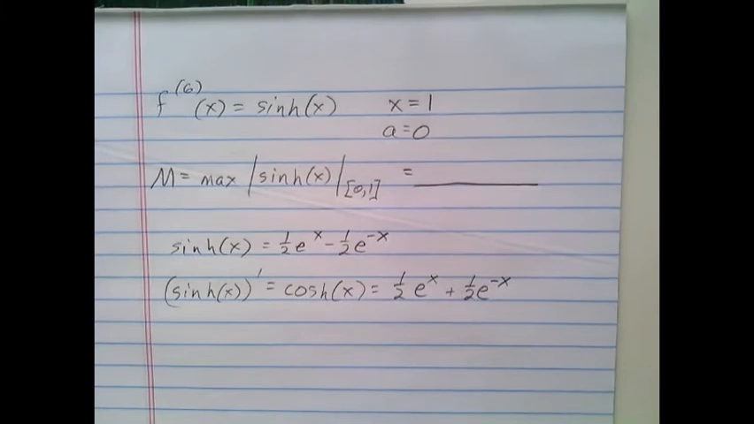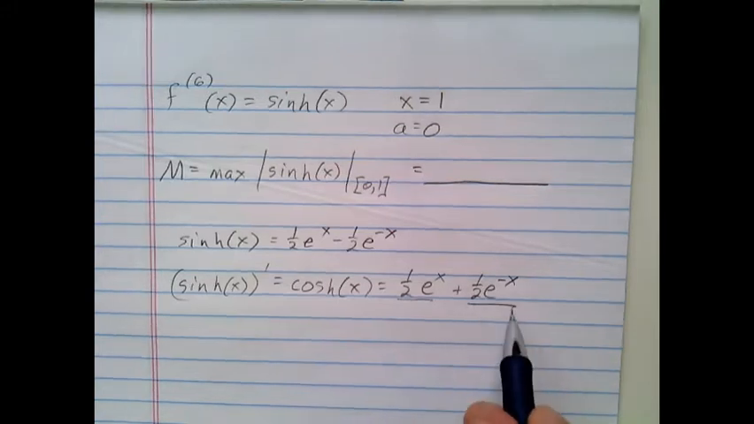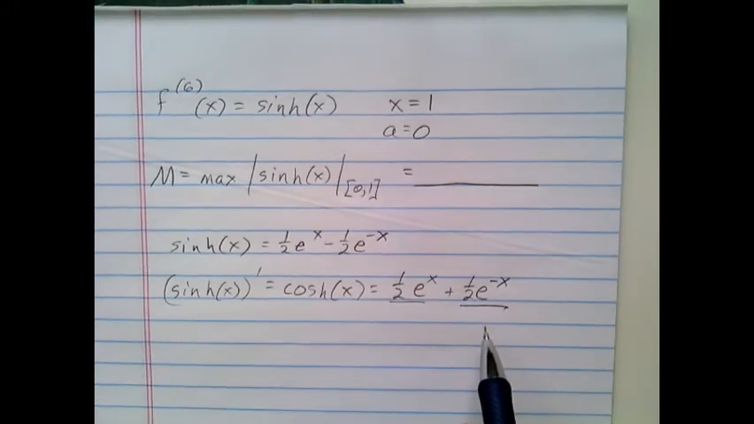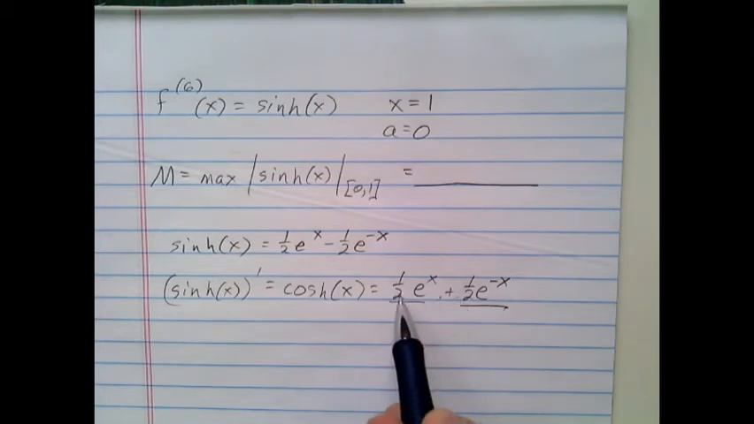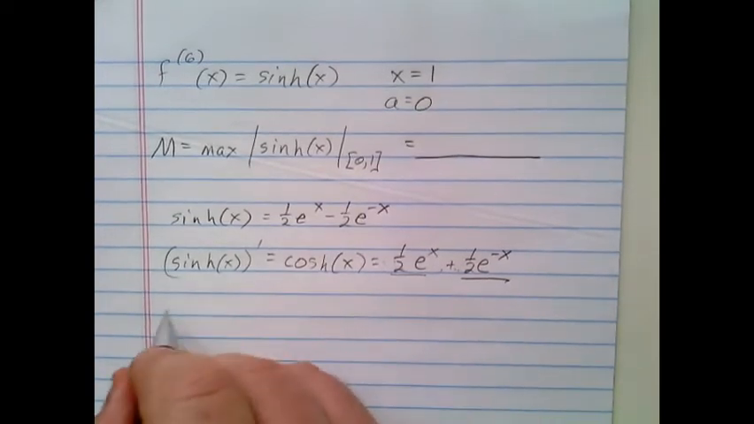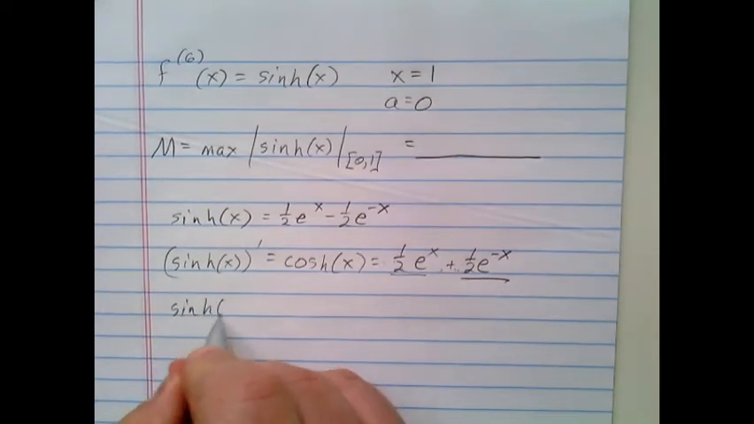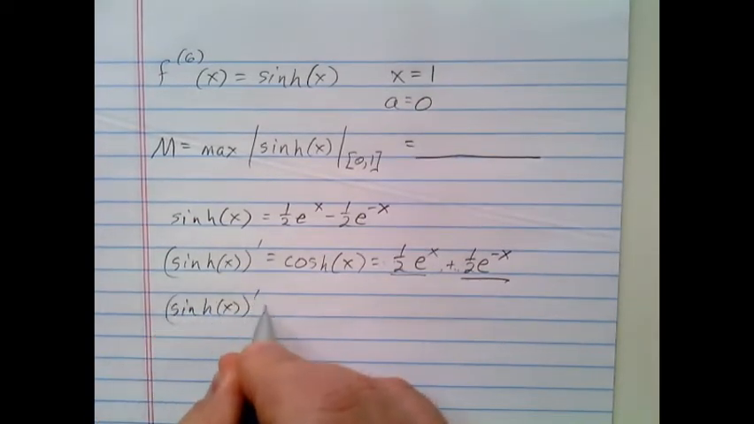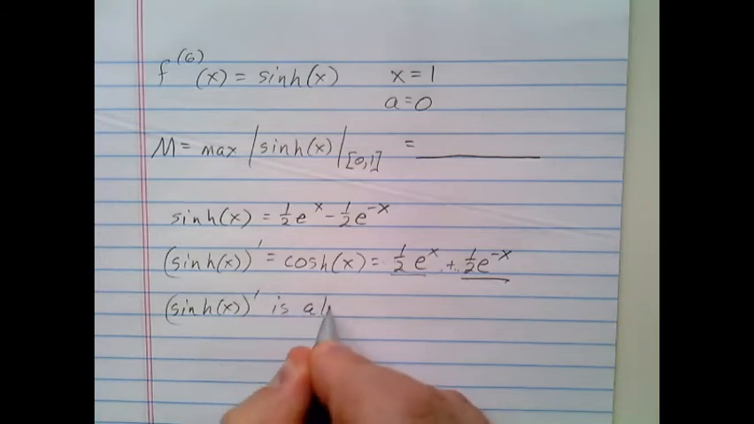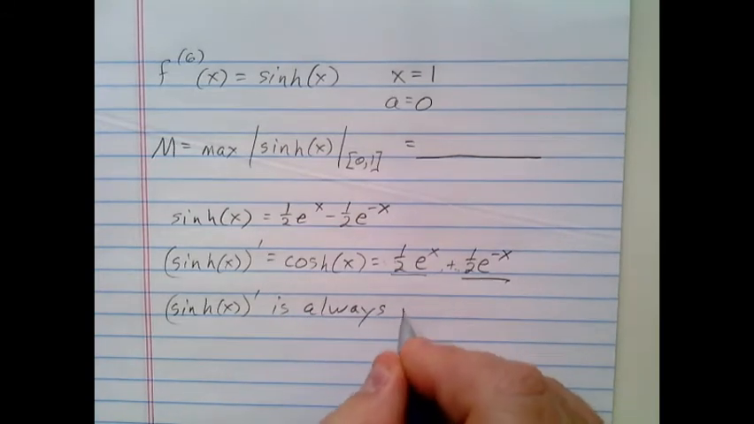Now, here's the key thing about this derivative. One half e to the x is always positive. One half e to the negative x is also always positive. Since they both have positive signs in front of them, I can say this is always positive. So the derivative of hyperbolic sine is always positive.